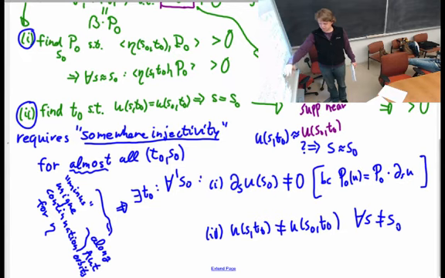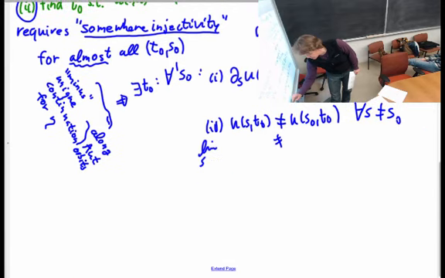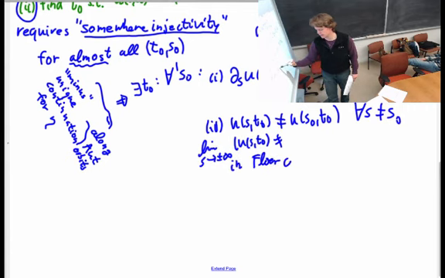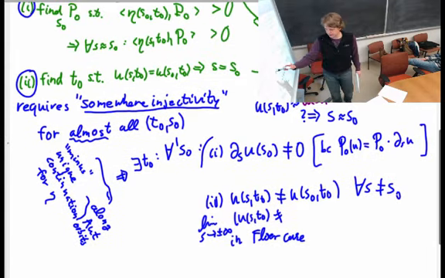There's an infinitesimal somewhere injectivity and a more global one. And in that sense, I can also say that I want this to be not equal to the limit when s goes to plus minus infinity in the Floer case. So that's the meaning of somewhere injectivity.